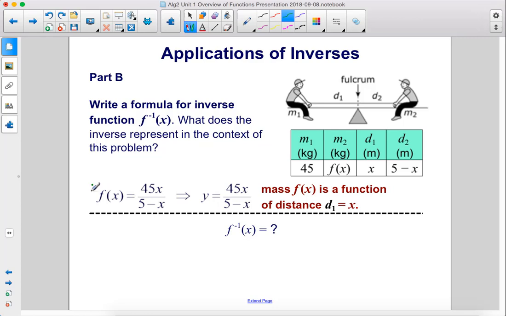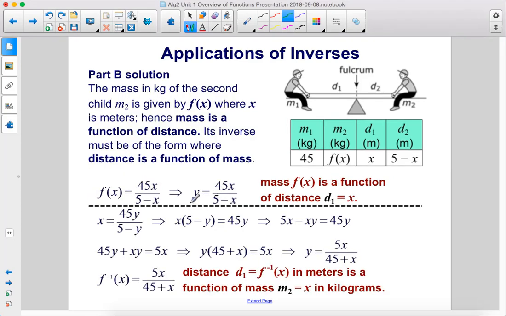Now that we have f of x, we can solve for the inverse. The first step is replacing f of x with y, and on the next slide, we're going to swap x and y. So we have y equals 45x over 5 minus x. Then we swap x and y, and we get x equals 45y over 5 minus y.